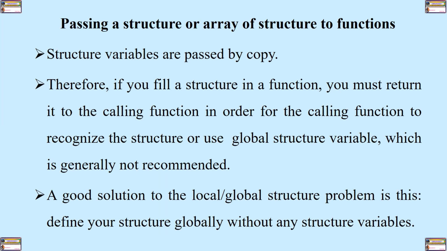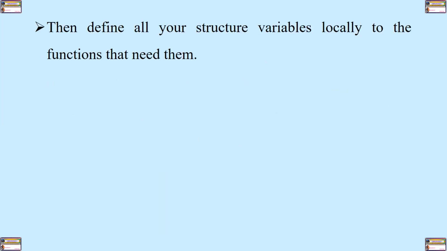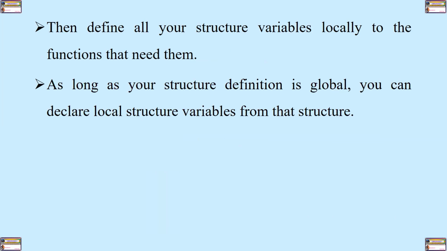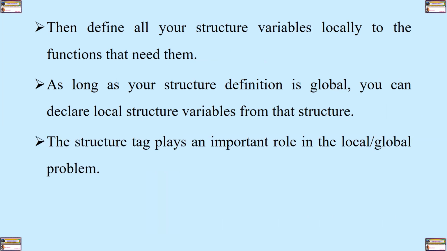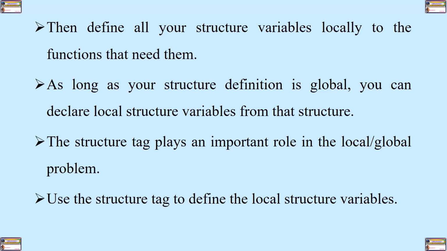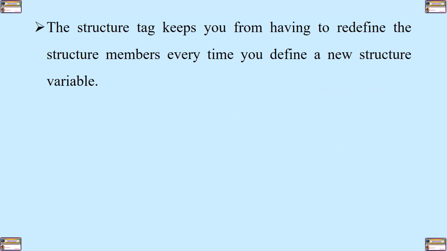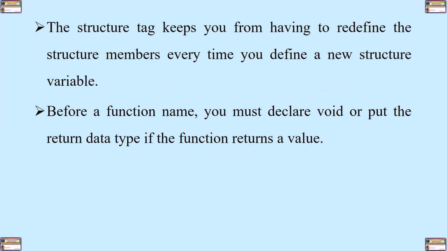A good solution to the local or global scope problem is this. Define your structure globally without any structure variables, and then define all your structure variables locally to the functions that need them. As long as your structure definition is global, you can declare a local structure variable from that structure. The structure tag plays an important role in the local or global problem. Use the structure tag to define the local structure variables. The structure tag keeps you from having to redefine the structure members every time you define a new structure variable.